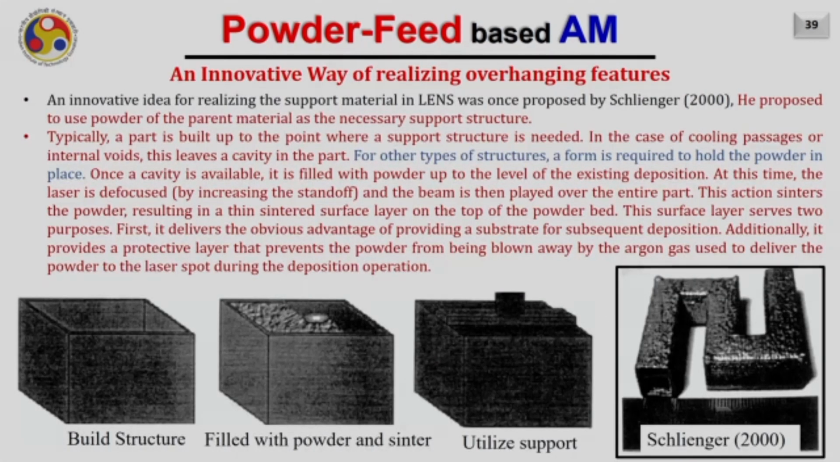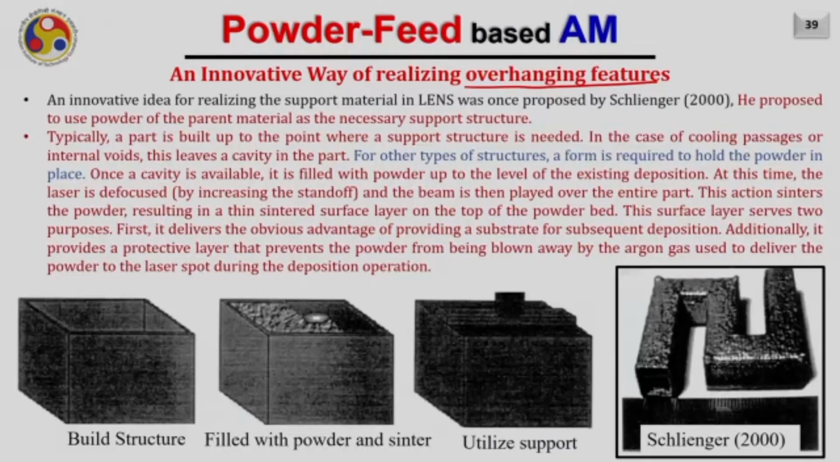Now I will briefly tell you an innovative way of realizing the overhanging feature which I have found in one of the literature. This innovative idea of realizing the support material in the LENS machine of Optomec was once proposed by Schillinger in 2000. He proposed to use powder of the parent material as a necessary support for the structure. So let us consider now that we want to build a cube, and this cube is something like this, right? And of course there is a hole here. Assume that there is a hole here. Now how can we build this large overhang?